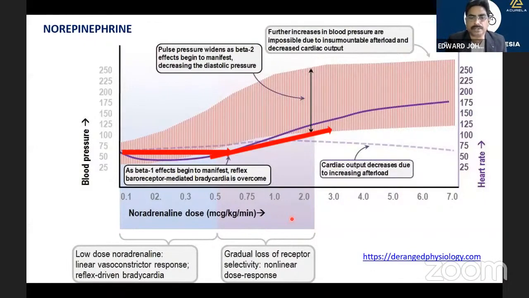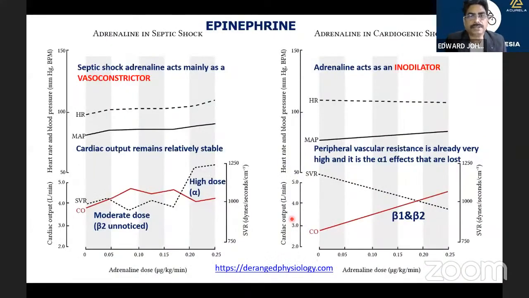So any number of increase in the dose of noradrenaline beyond that will not increase your blood pressure. So that is the end. Epinephrine acts differently in septic shock and in cardiogenic shock. In septic shock, it acts as a vasoconstrictor. In cardiogenic shock, it acts as an inodilator.